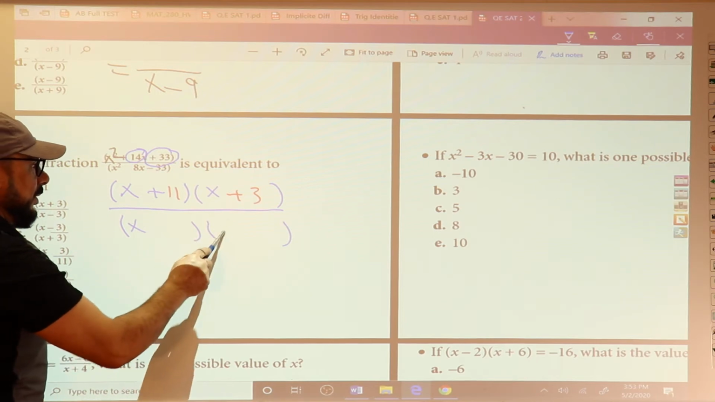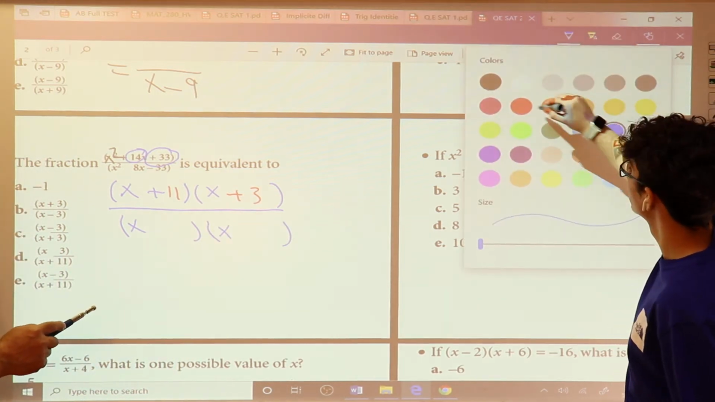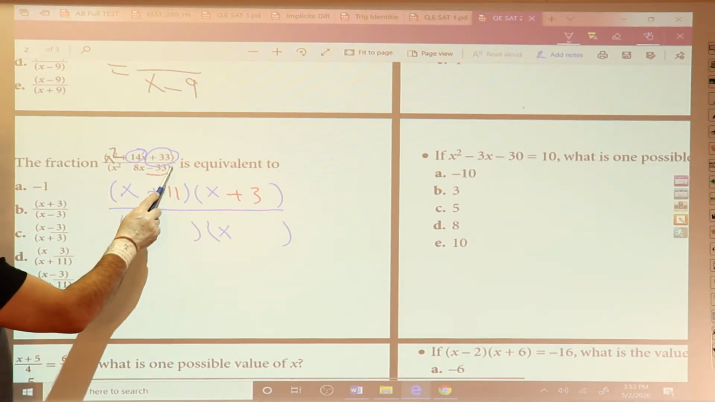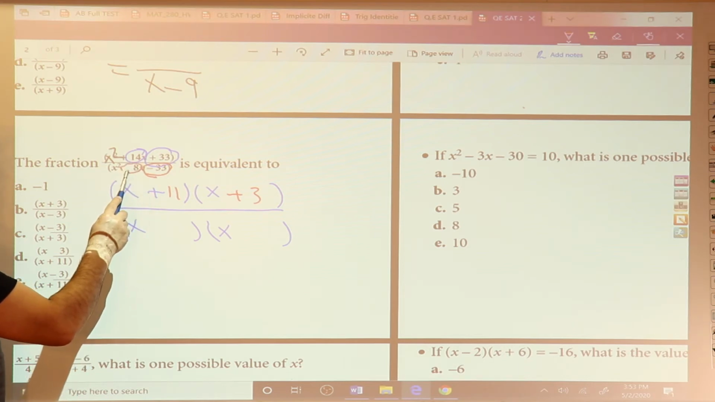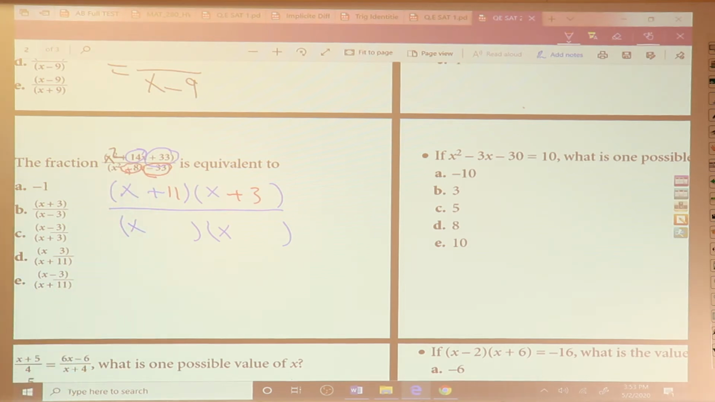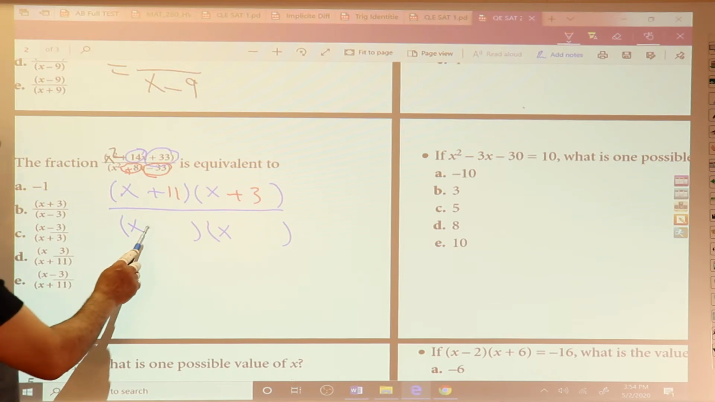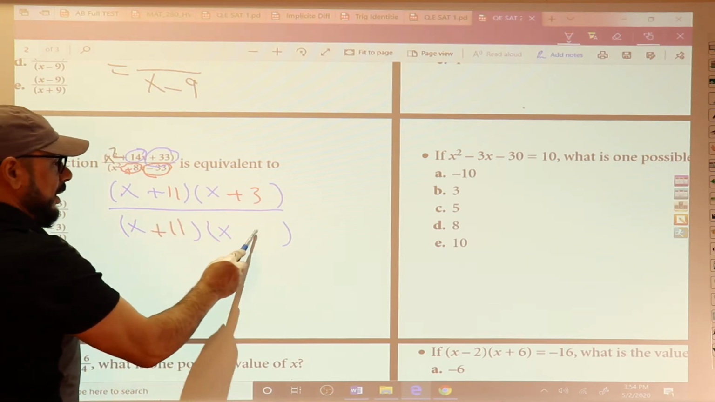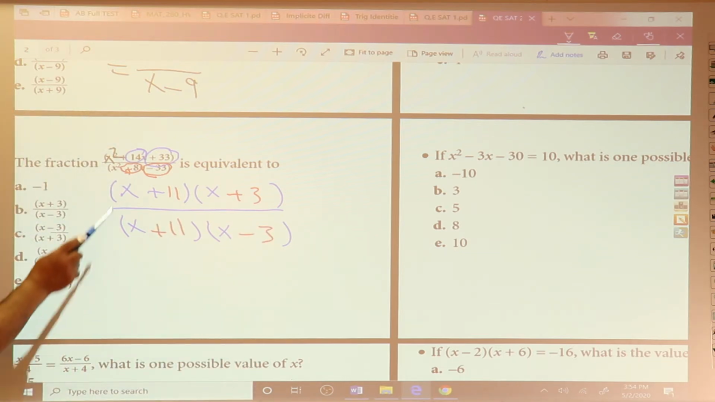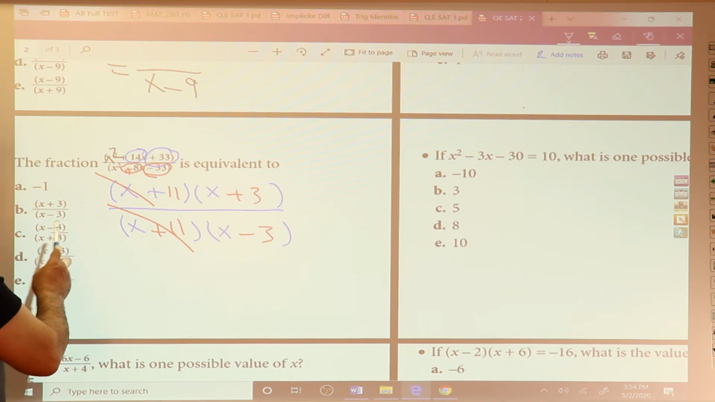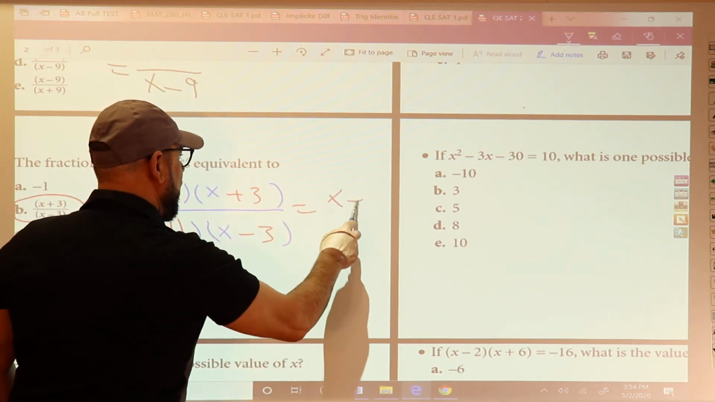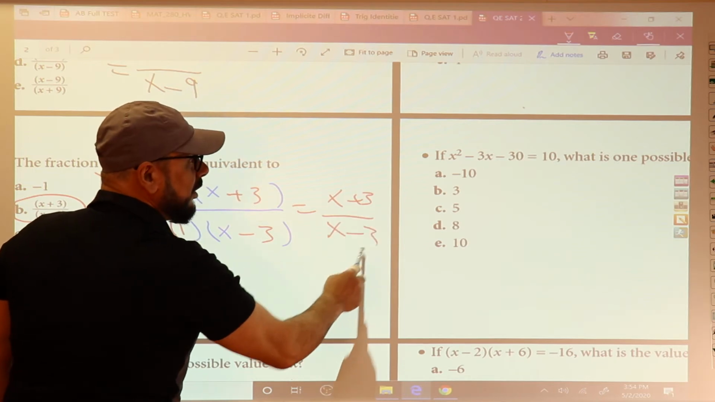X and x. Give me a different color. Two numbers multiplied to negative 33, add up to 8: plus 11 and negative 3. Plus 11 here, negative 3 here. Then what we have is x plus 11 and x minus 3. Then my answer is A, right? x plus 3 over x minus 3.